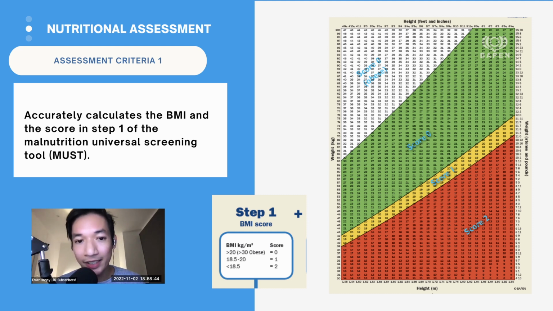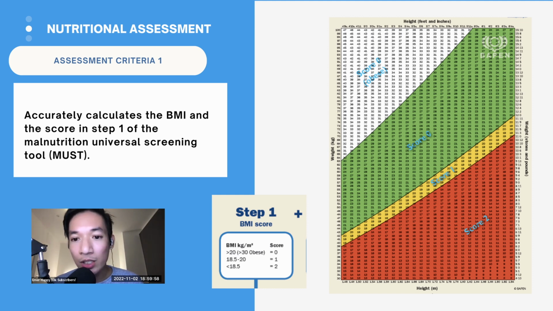All right. So assessment criteria number 1. The first criteria is, of course, to accurately calculate the BMI and the score in step number 1 of the screening of the Malnutrition Universal Screening Tool or MUST. This is one of the forms that you will see for the MUST. Okay, let's recap. Let me ask the crowd, how do we compute for the BMI? Well done. So the BMI is equal to weight in kilograms divided by height in meters squared. You only need to locate where the BMI is. We will do it in a minute, yeah?